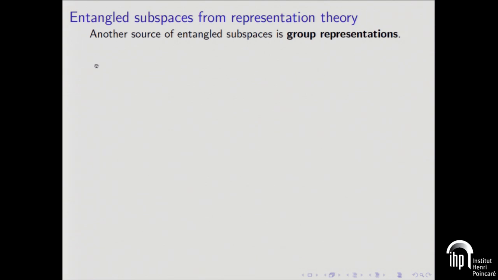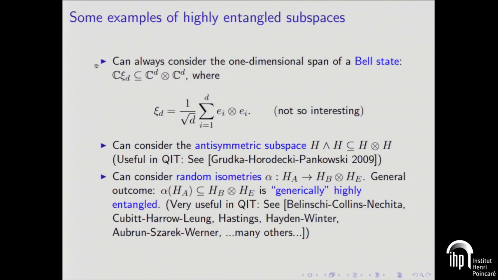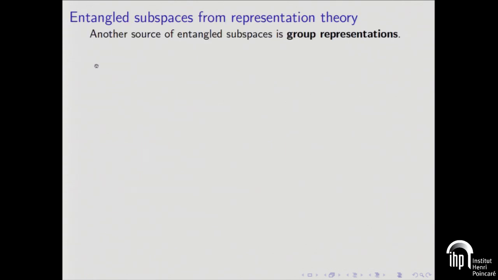Okay, so the situation where you look at random subspaces of a tensor product is very generic. There's no structure associated to it. So what I want to look at in this talk is something that's kind of on the other side, which comes from a model which has a lot of structure, which is coming from representation theory. So this is what I want to look at here.